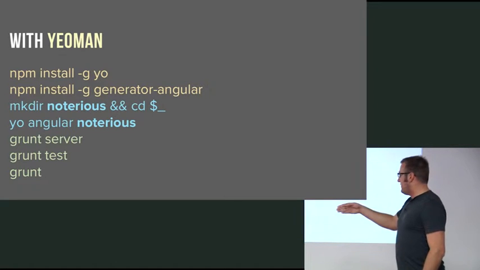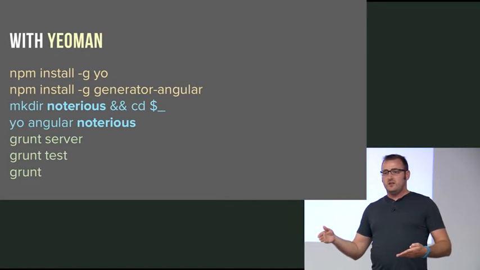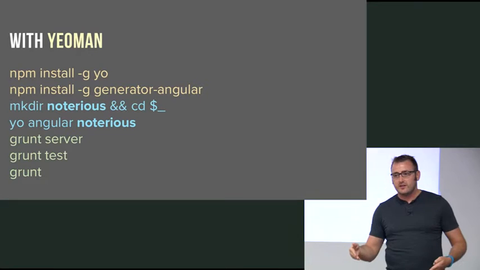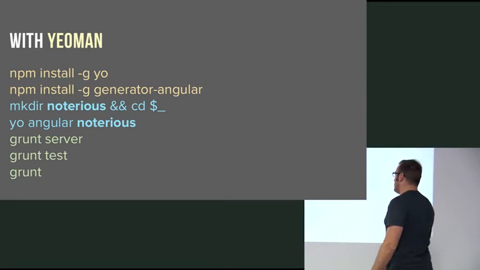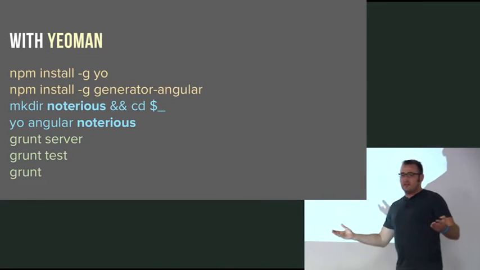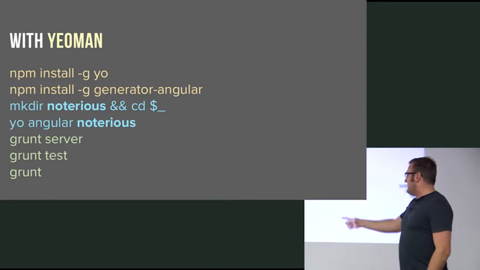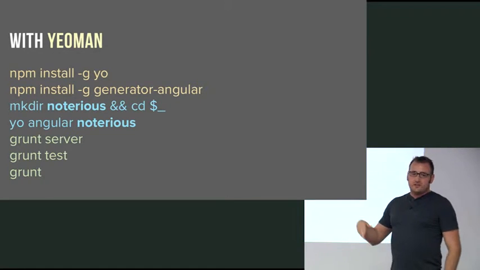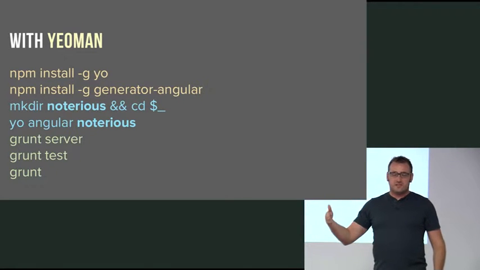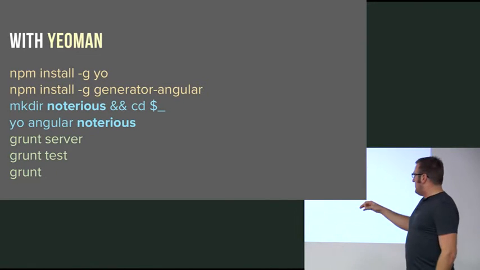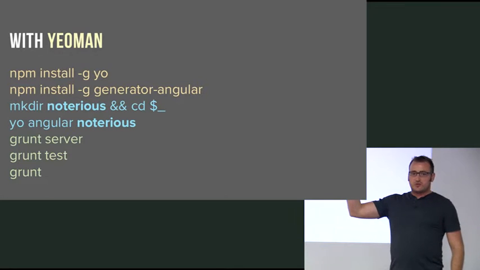From here, wherever you are, you'll make a directory for your application and step into it. So technically, line 3 is not even a Yeoman command. That's just a housekeeping command. Then yo angular, your app name. In this case, it would be Notorious. And it scaffolds your app up.